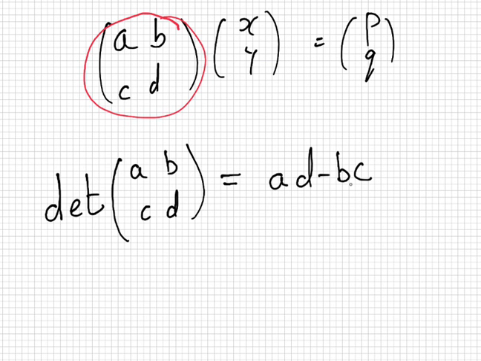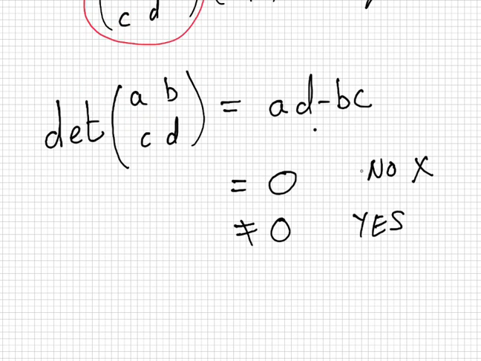And you might think, why is it this formula? Well, I kind of gave you a reason earlier. The reason it's this formula is because if this equals 0, then it has no solution. And if it's not 0, then it does have a solution. So if you want to check if you have a solution, you just need to calculate what's called the determinant, which is this formula here. Yes? No? Okay.